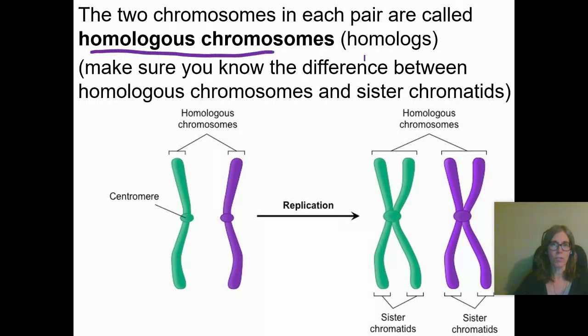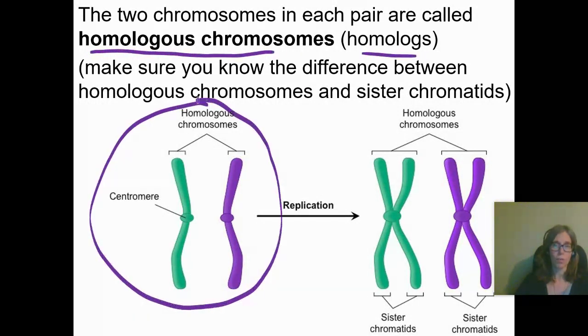Homologous chromosomes, also called homologs. Okay, so this is a pair of homologous chromosomes. Maybe this one came from mom, and maybe this one came from dad. These are not going to be exactly identical because mom and dad are not exactly identical. That one was mom's donation and this one was dad's donation. So maybe right here you have a gene for freckles that you got from mom.